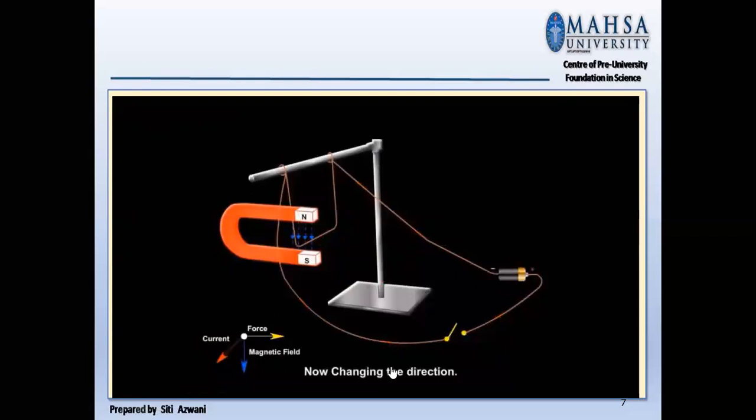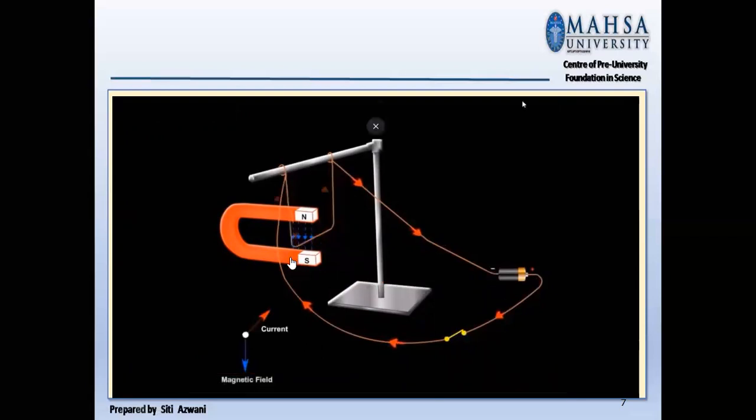Now changing the direction. Switch on. Now you have a current flow from the positive terminal to the negative terminal here. So if you see from this side, you have a current into the page. Your magnetic field is the same, which is going down. By using the Fleming left hand rule, you have a FB to the left.